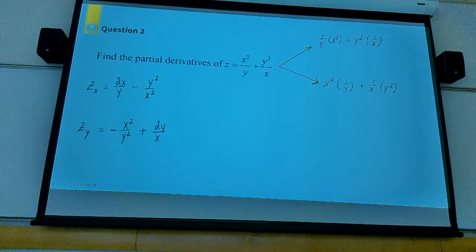That is all there is to partials. Probably the most common mistake I see with partials is not treating every other variable as a constant the right way. And so it takes some practice to start seeing every other variable as a constant.